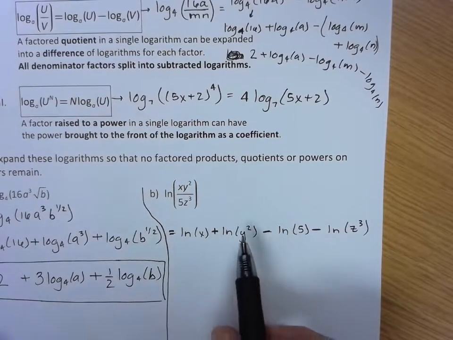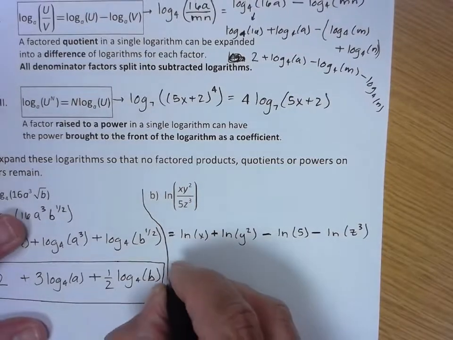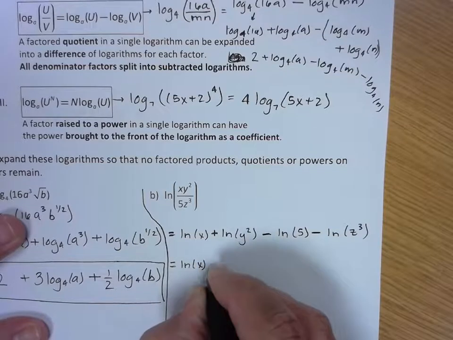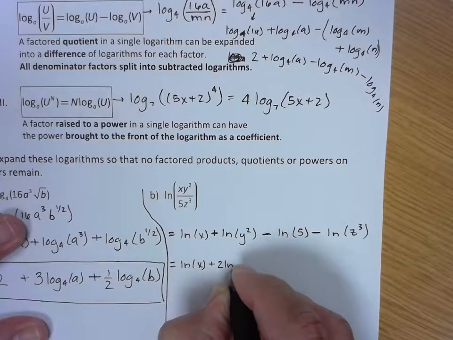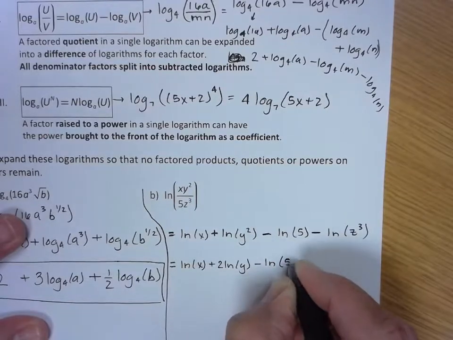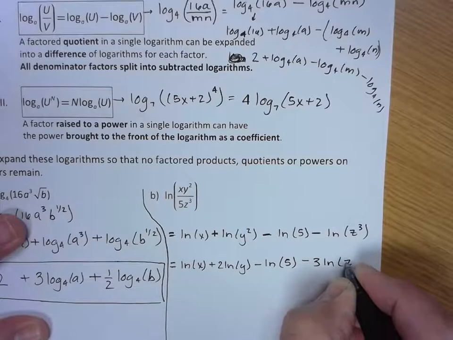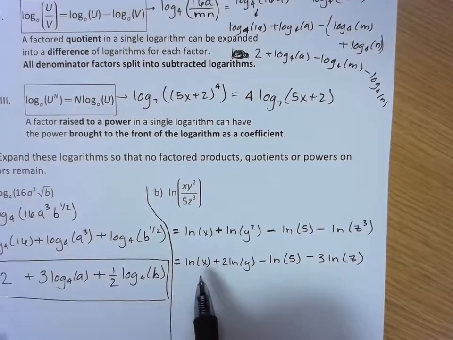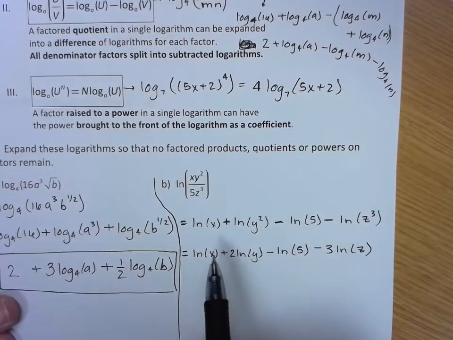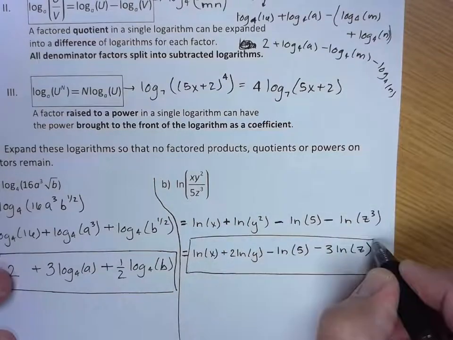Then I've got two uses of the third law right here. I can pull those exponents to the front, and then this will be completely expanded as natural log x plus 2 natural log y minus natural log 5, and then minus 3 natural log of z. Inside each of these logarithms, there are no more factored products or quotients, and there are no more powers left on the factors. So that's as far as I can expand that one logarithm.